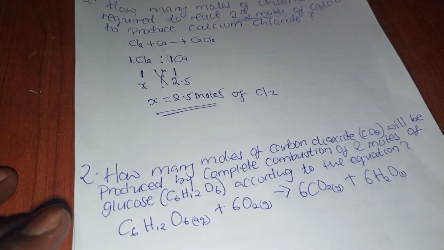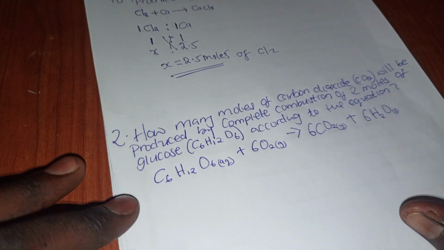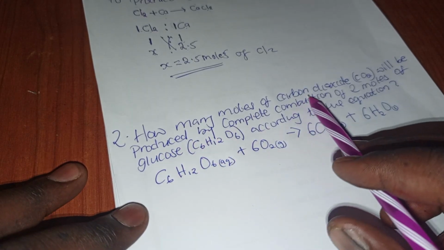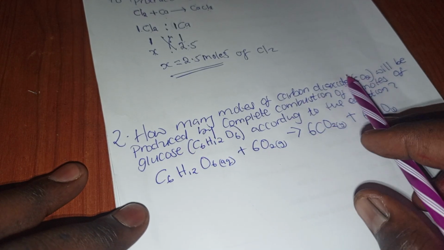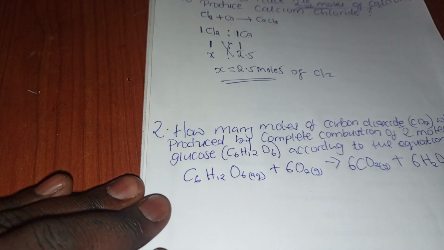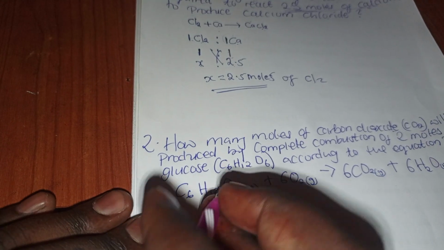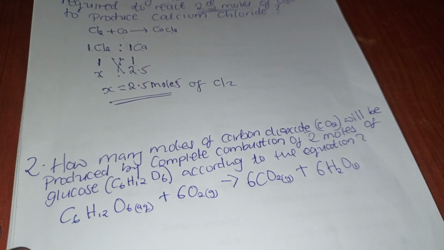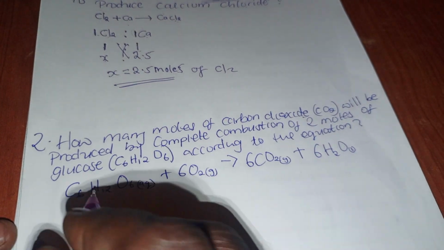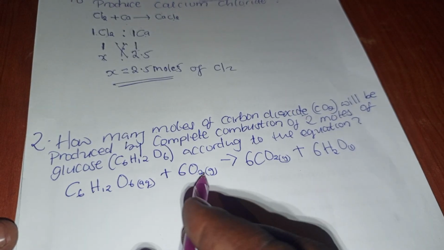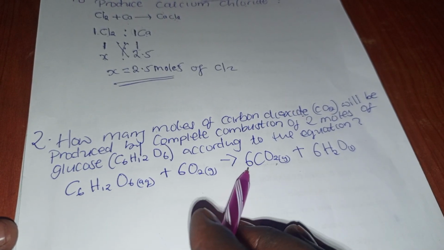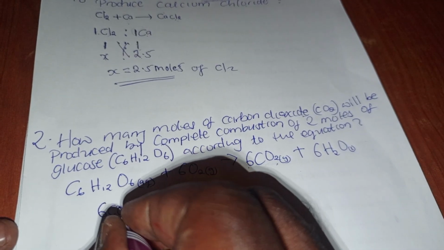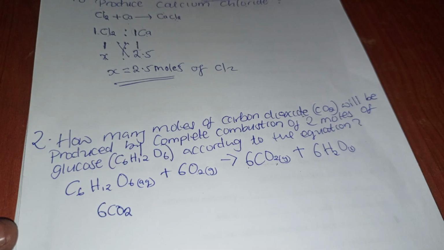Then I'll go to question 2, which is a similar question. They're asking how many moles of carbon dioxide. So I'm finding the number of moles for carbon dioxide. I have to write the formula for carbon dioxide here. Remember there's a 6 here, so I'll write a 6 and the carbon dioxide like this.